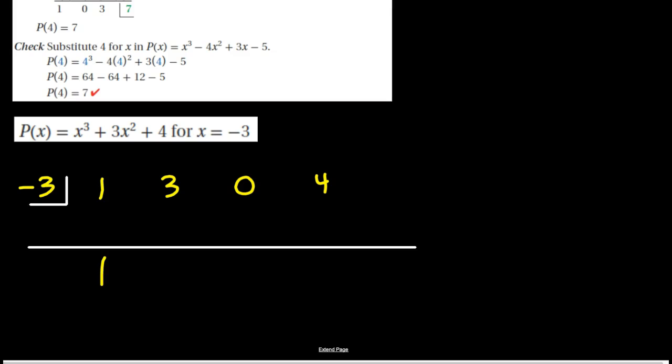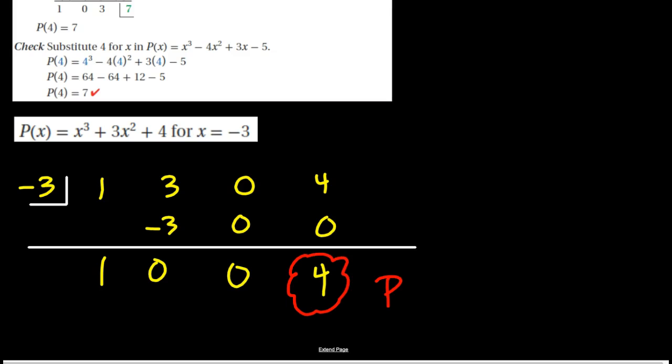So we just do this. I don't know if this is any better than, sometimes it's maybe just as much work as, just plugging negative 3 into the function. But you pull the 1 down, multiply, you get negative 3, 0, 0, 0, 0, 4. So when you put negative 3 into that polynomial, p of negative 3 is equal to 4. That's what we determine there.